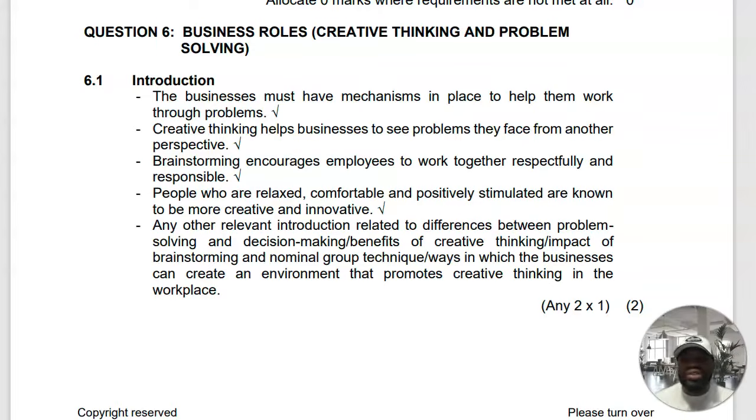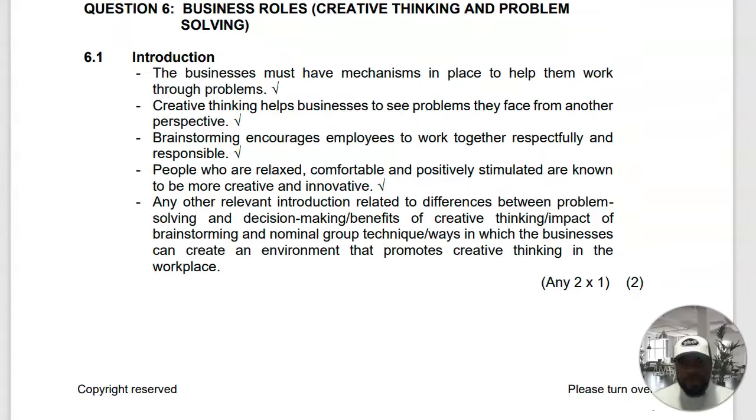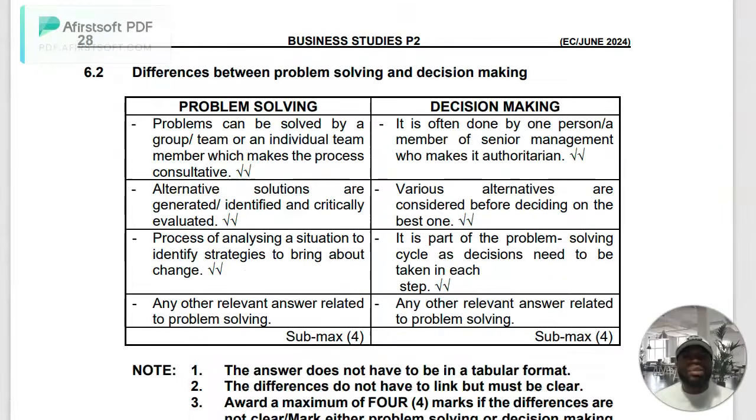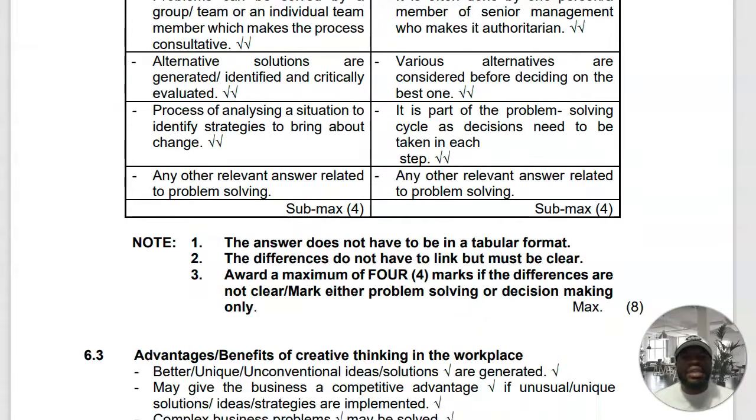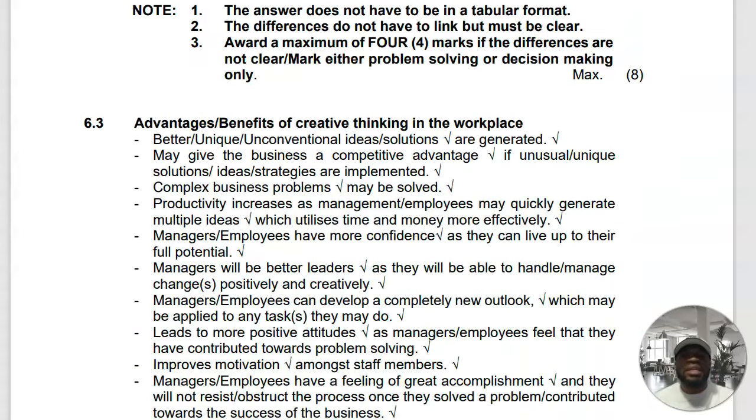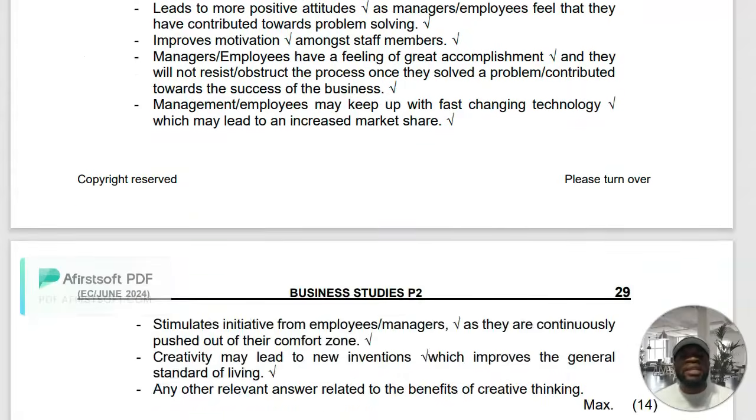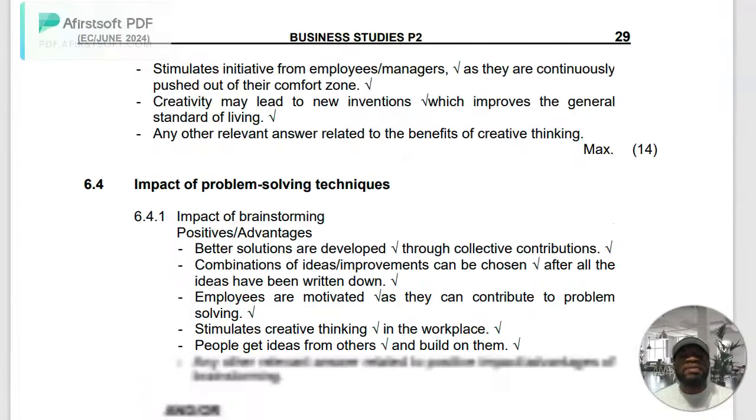So here's your introduction. The business must have mechanisms in place to help them work through problems. Then you put any 2 points there. Then we've got differences between problem solving and decision making. The maximum is 8 marks. Then advantages, benefits of creative thinking in the workplace. The maximum there is 14 marks.